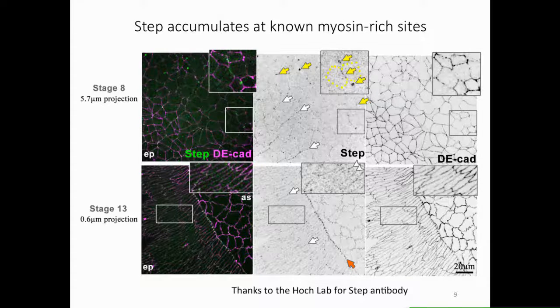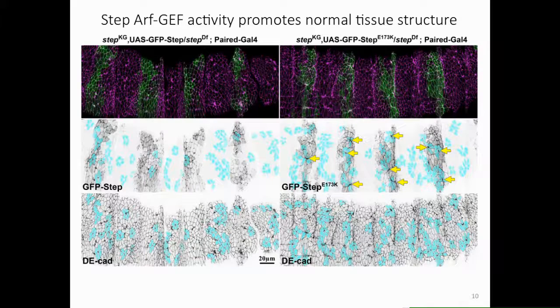The next thing we wanted to know was whether it's using its GEF activity. To do this, we expressed two GFP-Stepkey constructs: either a wild-type Stepkey construct tagged with GFP, or a Stepkey construct that is deficient in its GEF activity, so it's not able to activate downstream ARFs. We're expressing these constructs in a Stepkey mutant background using this paired-Gal4 driver to achieve this striped expression pattern.